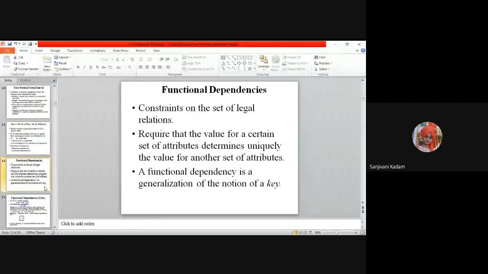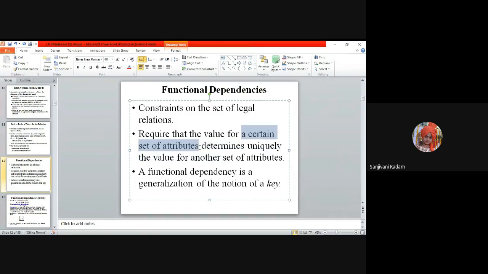So here we would like to start with the concept of functional dependency. In the first normal form, only having the atomic domain is sufficient. But whenever we start learning the next normal forms, the first thing we need to learn is functional dependency. This requires that a value of a certain set of attributes determines uniquely the value for another set of attributes.